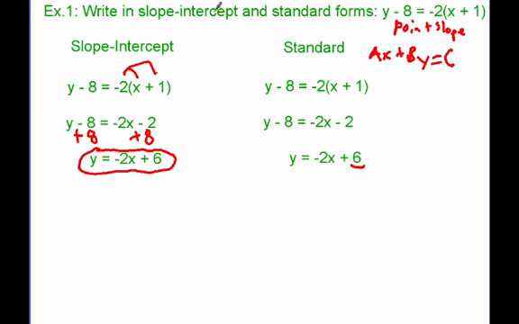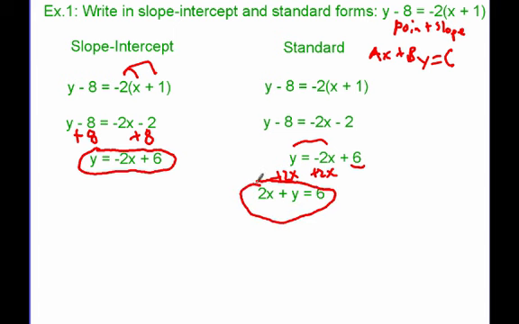So what am I going to do? Well, I want to move this 2x over to here, so I'm going to add 2x on both sides. And I get 2x plus y equals 6. And this is the equation in standard form.